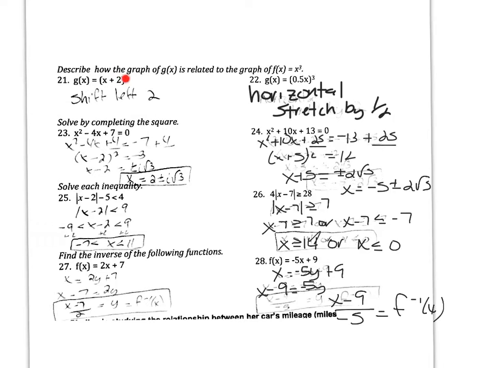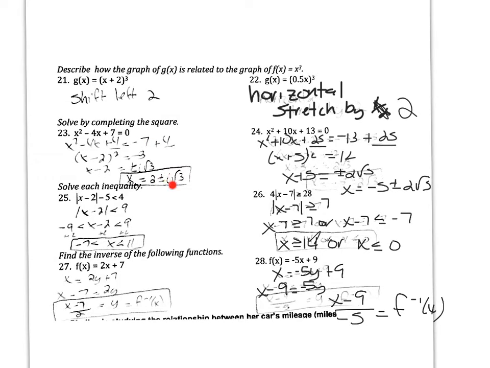21, I have an x plus 2. The plus 2 is inside, so I'll shift left 2. On 22, the 1/2. 0.5 is really 1/2, and I messed that one up. That should be a horizontal stretch, not by 1/2, but by 2, because you can always do the reciprocal when it's inside.